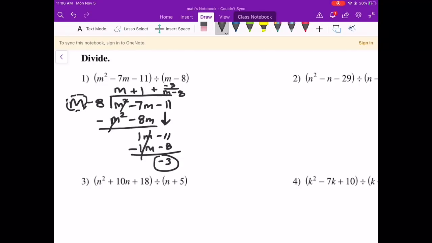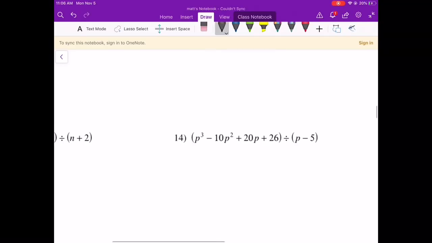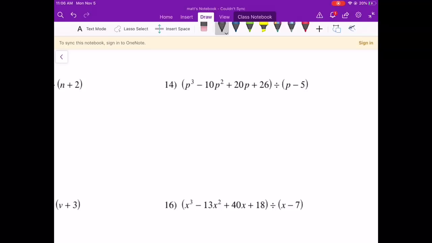All right, so what if it's a little more complicated, like number 14 down here, where I have a few more terms to deal with? I'm going to do the same process. So p minus 5 divided into p to the third minus 10p squared plus 20p plus 26. And I go through the same process. What do I multiply p by to get p to the third? p squared. So then I'm going to multiply everything by p squared.